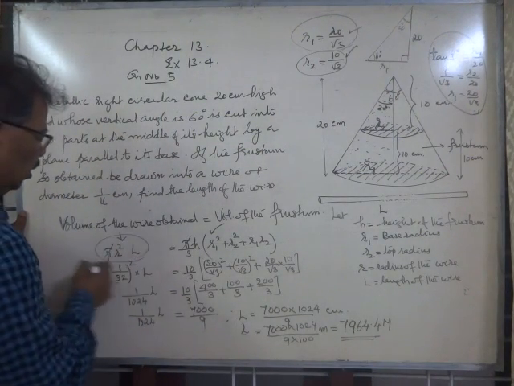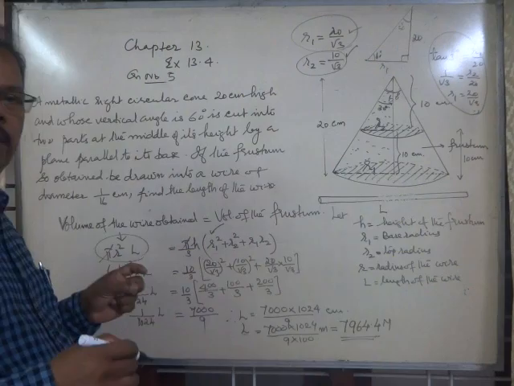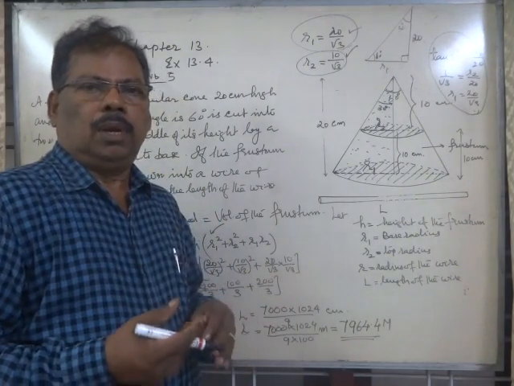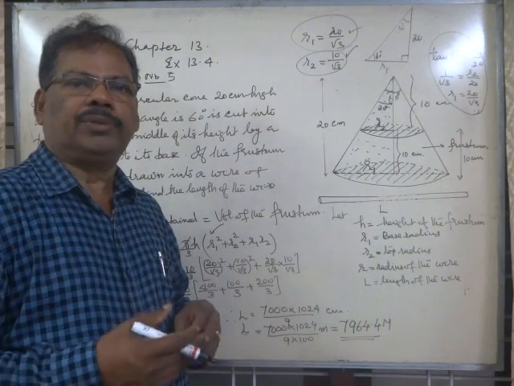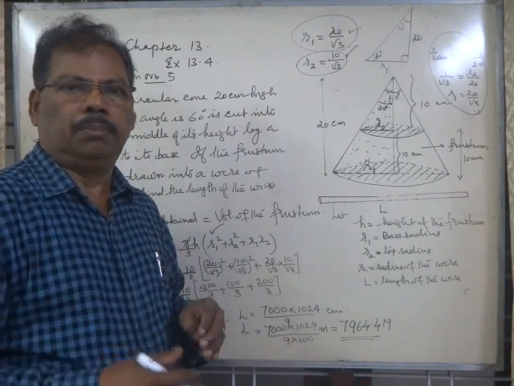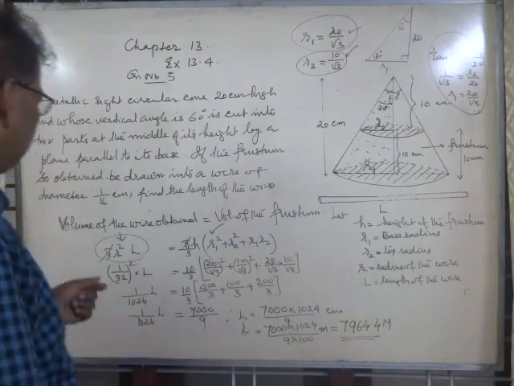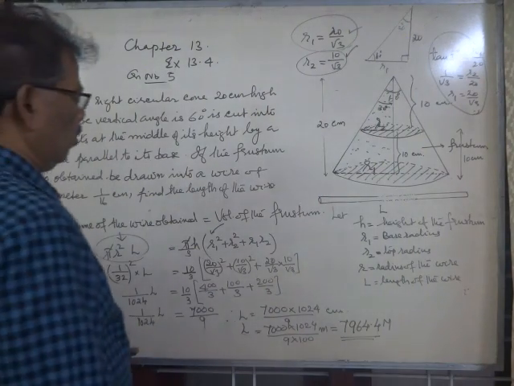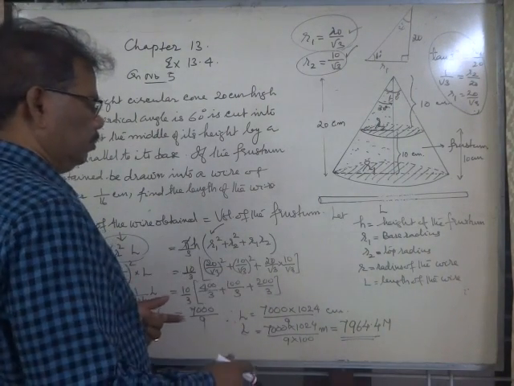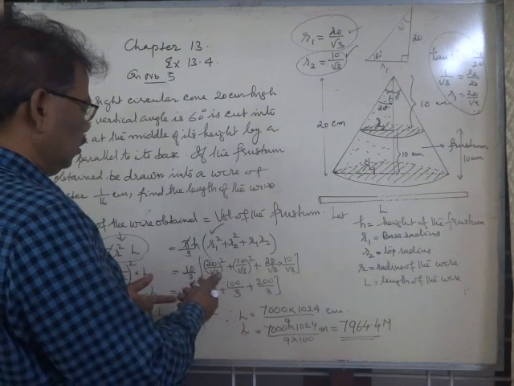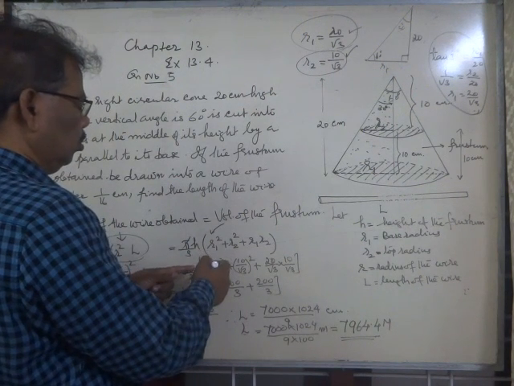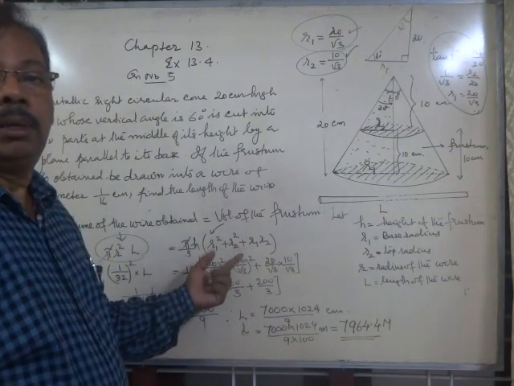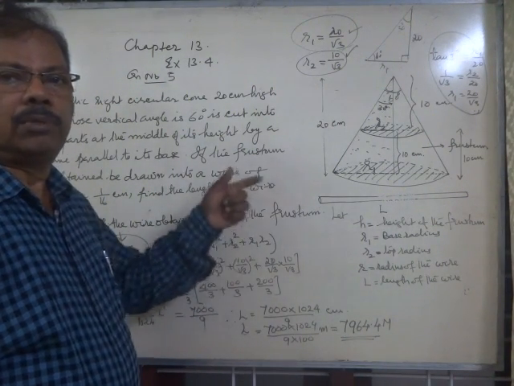Volume of the wire, it is a cylinder. Volume of a cylinder is found out by using the formula end face area into length or base area into height. Here it is end face area pi r square into length. And what about the volume of a frustum? That is pi by 3 h into r1 square plus r2 square plus r1 r2. This is the formula used for finding the volume of a frustum obtained from a right circular cone.